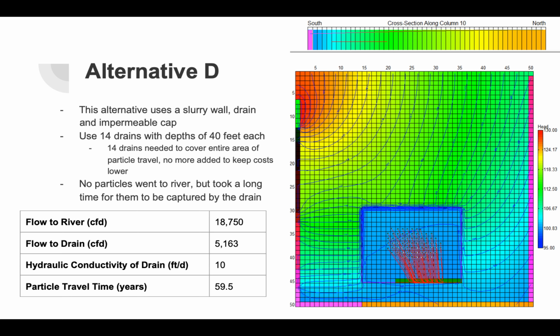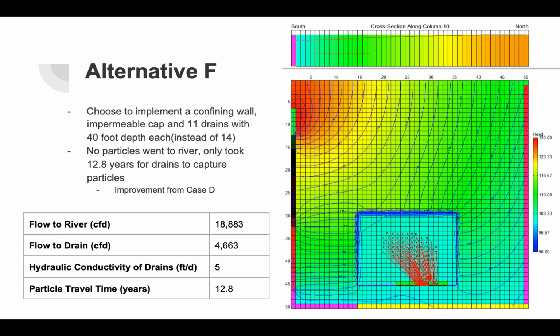In alternative F, we decided that alternative D worked fairly well, but we wanted to make a couple of changes to those drains. So we actually removed 3 of the 14 drains. We now have 11 drains, as you can see in this model picture. We removed 2 drains on the east side and then 1 drain on the west side. These drains have the same depth and stage below the top elevation, so they're all located at 100 feet. And instead of a hydraulic conductivity of 10 feet per day, these drains have a hydraulic conductivity of 5 feet per day.